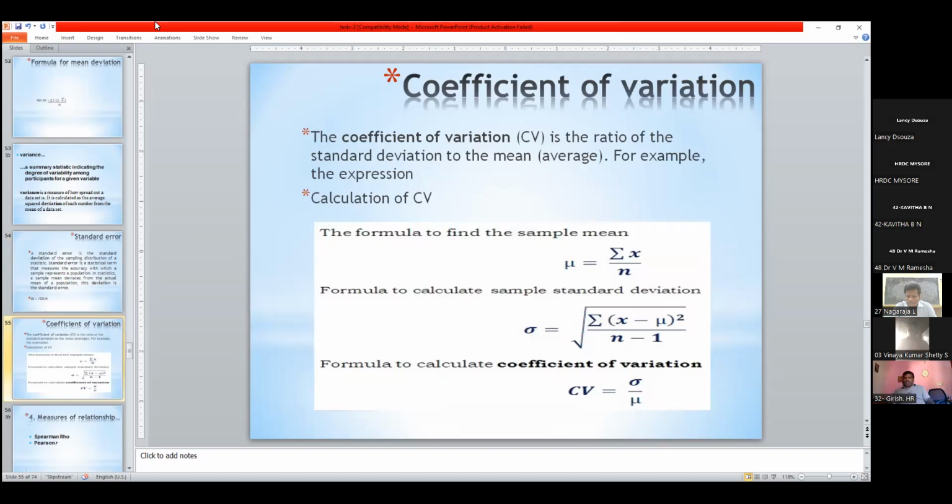Then CV, the coefficient of variation, the formula is sigma by mu. That's nothing but SD divided by the mean. So that also would be there, but not many people use the CV. Very few people will use the CV for measures of variability. But that is also an index of variability that we should remember.